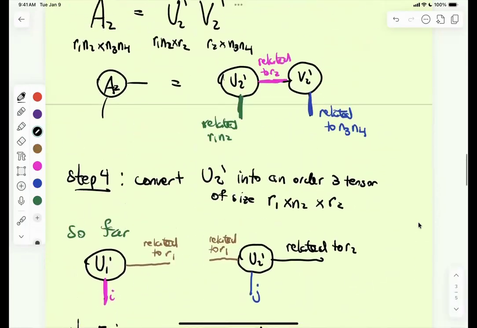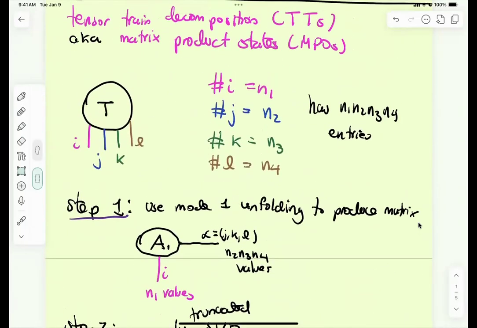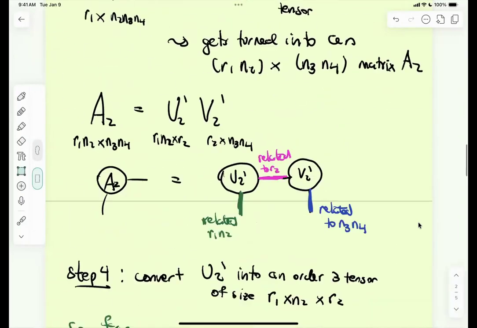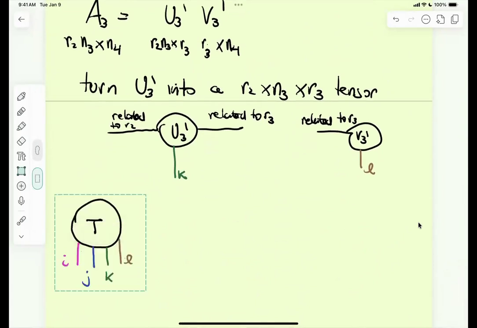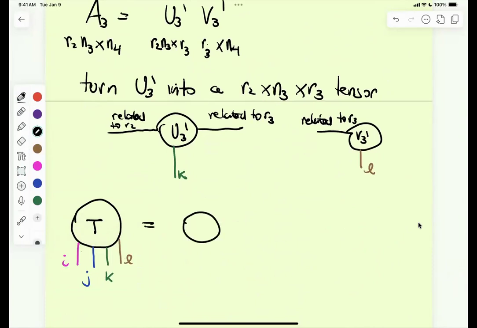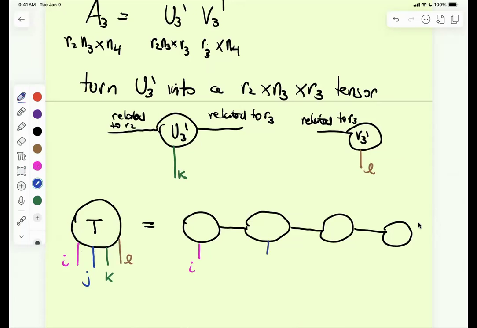I'll just copy paste it here. So the tensor T in this decomposition looks like this, where this one was what I was calling U1 prime, this one was U2 prime, this one would be U3 prime, and the last one is B3 prime.